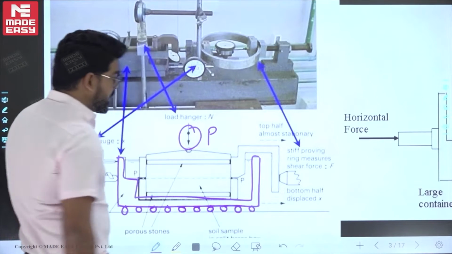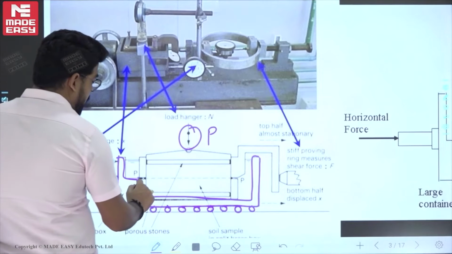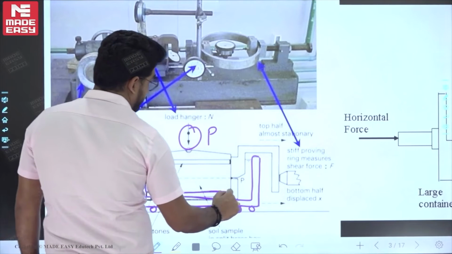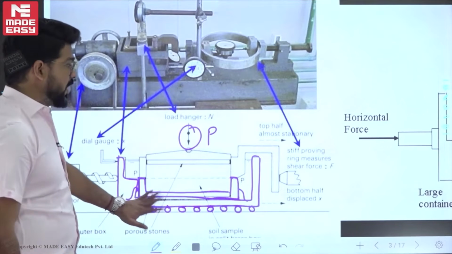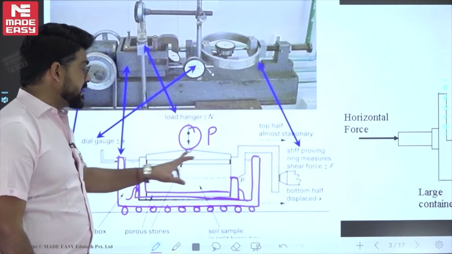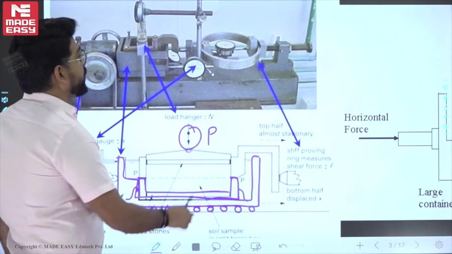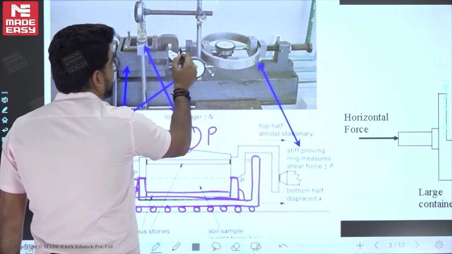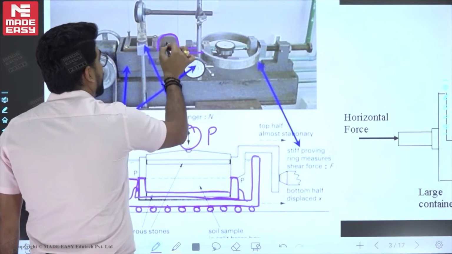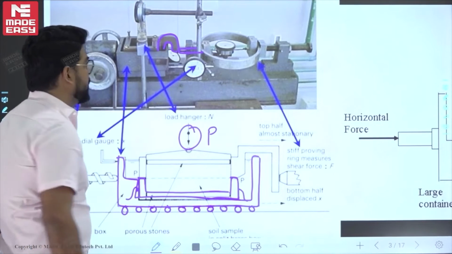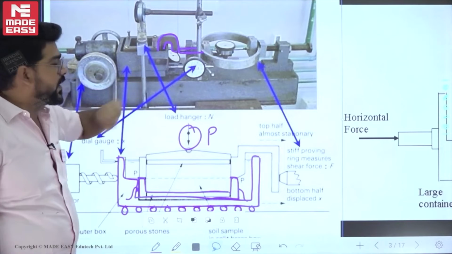Now you can see that the shear box has two parts. The lower part of this shear box is fixed with this lower arrangement, and the upper part is connected with a proving ring dial gauge. This is the proving ring dial gauge, attached like this. This is the rod of the proving ring dial gauge. This is the top portion of the shear box. The top portion is connected with this, and the bottom portion is connected with this roller.